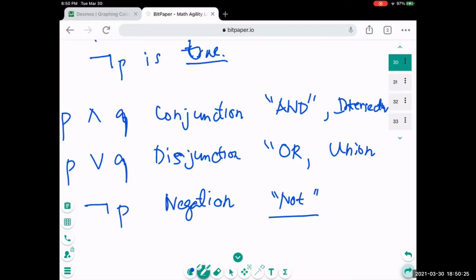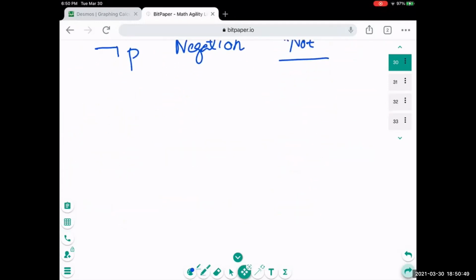All right. So those are the basic logical operations. Let's try to derive the truth tables of our basic three logical operations. The first one is conjunction. So, truth table of conjunction.